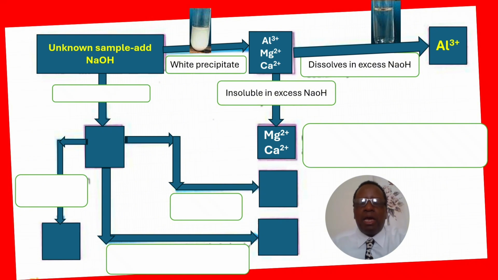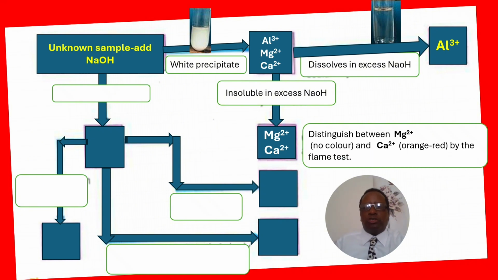How then are we going to distinguish these two? We are going to distinguish these two by carrying out a flame test. Magnesium has no color and calcium will give an orange color.